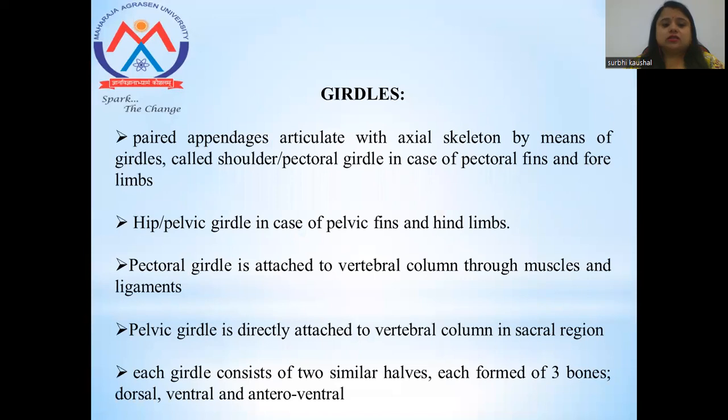Next are the girdles. These are the paired appendages that articulate with the axial skeleton by means of girdles, known as shoulder or pectoral girdle in case of pectoral fins and forelimbs, pelvic girdle or hip girdle in case of pelvic fins and hind limbs. Pectoral girdle is attached to the vertebral column through muscles and ligaments. Pelvic girdle is directly attached to the vertebral column in the sacral region. Each girdle consists of two similar halves, each formed of three bones: dorsal, ventral, and anteroventral.